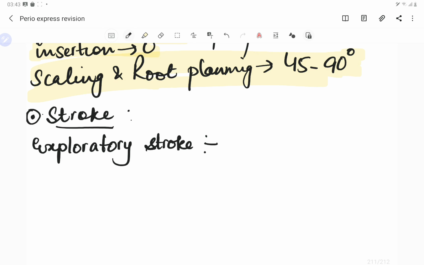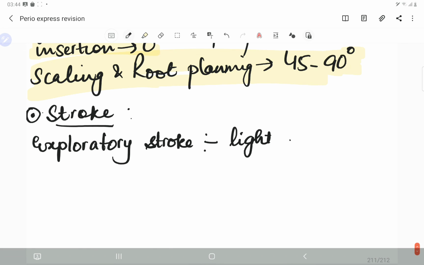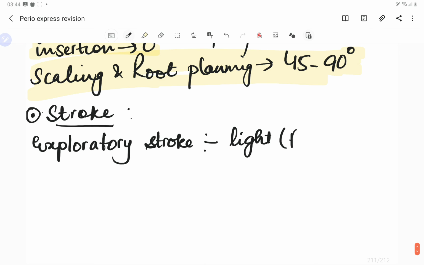Basically, this stroke is a very light feeling stroke. We also use it with periodontal probes for detection of the pocket or for detection of the calculus, in fact. So basically this is used with a probe and the explorer.